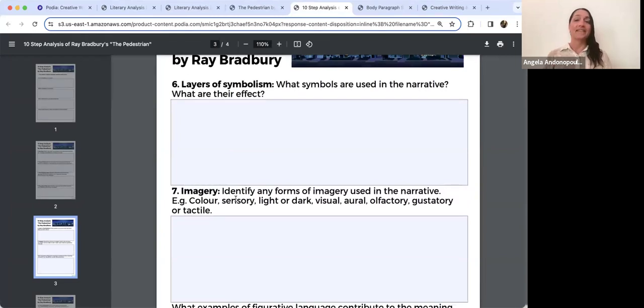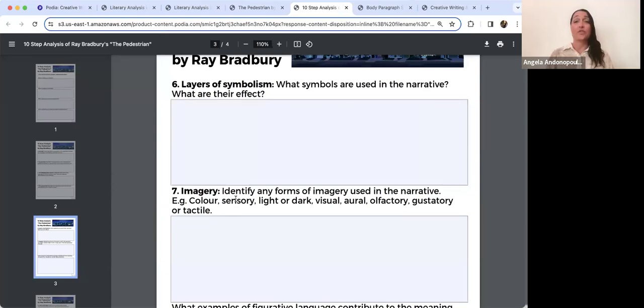Have a look as well at the contrast between light and dark as symbols. The fact that Leonard's house is lit up like a Christmas tree at the end, and all the other houses are dark, he becomes this symbol of warmth and humanity in an otherwise quite dark and desolate place, devoid of humanity.